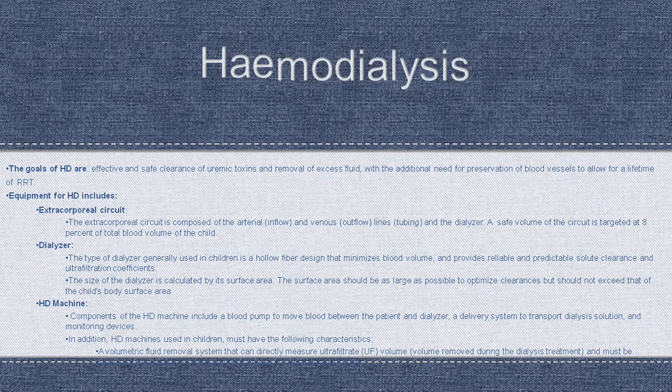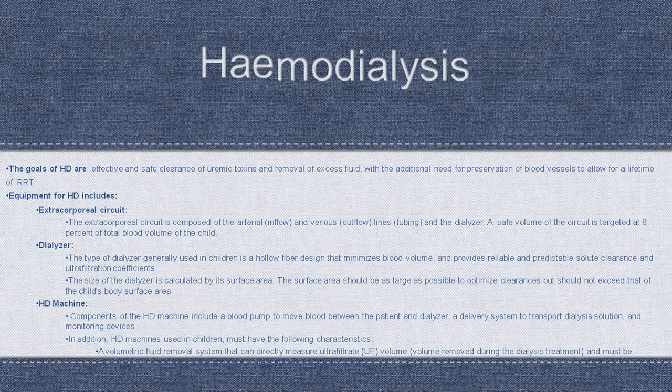The equipment includes the extracorporeal circuit, which is composed of an arterial or inflow and venous or outflow line, and the dialyzer. A safe volume of the circuit is targeted at approximately 8% of the total blood volume of the child. The type of dialyzer generally used is a hollow fiber design that minimizes the blood volume and provides reliable and predictable solute clearance and ultrafiltration coefficients.